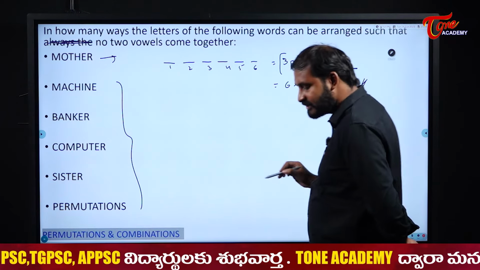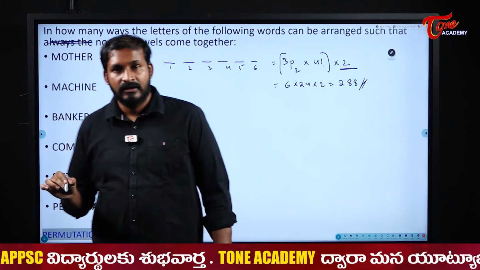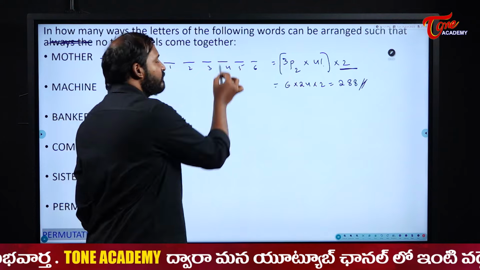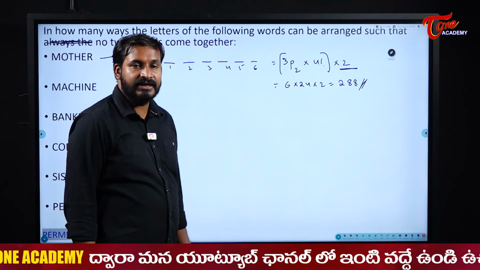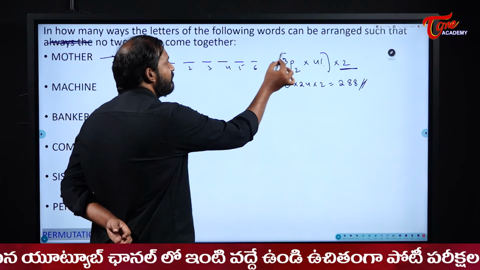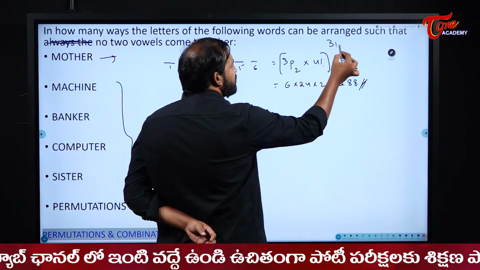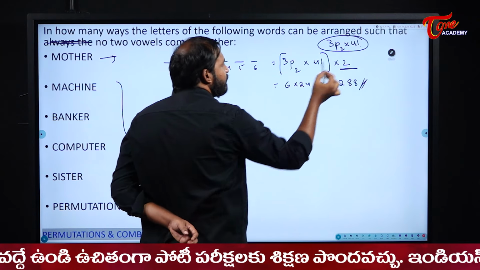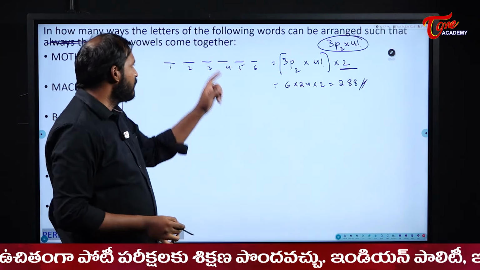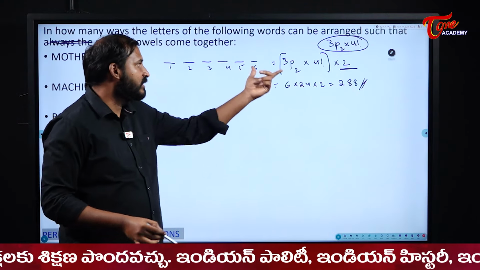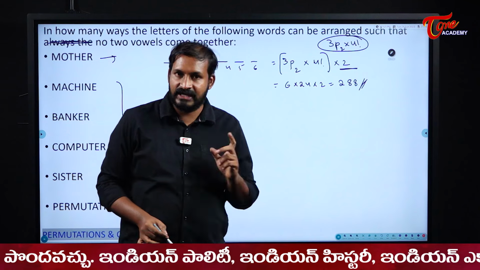Why this 2 here, students? Because initially I assumed that vowels will occupy odd positions, right? If vowels occupy even positions, how many even positions are there? 3. And the same logic applies. So that is the reason I multiplied it by 2. One is vowels occupying even positions, the other is vowels occupying odd positions. So 3P2 into 4 factorial. That is the reason, students.